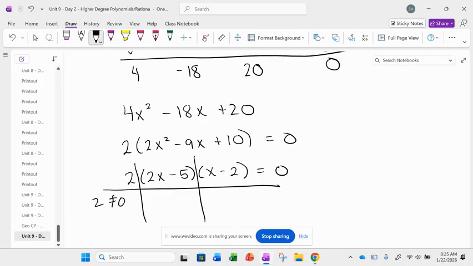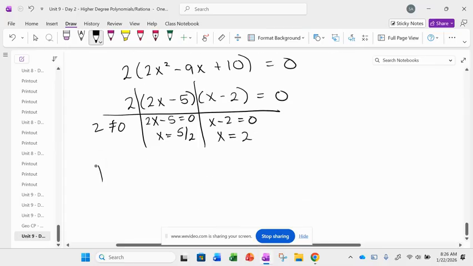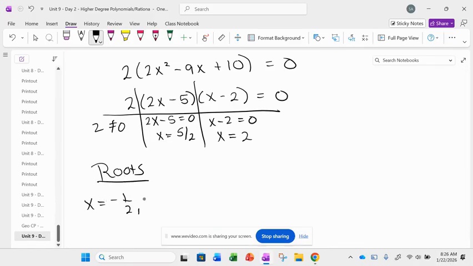2 cannot equal 0, so that's out. We're going to get 2x minus 5 equals 0 when x is 5 halves, and x minus 2 equals 0 when x is 2. So doesn't it turn out that actually all the roots are rational roots and they were all part of the list? So it wasn't only just the negative half that worked. If we would have started off with the 2, that would have worked. If we would have started off with the 5 halves, that would have still worked. So now our roots will be x equals negative a half, 5 halves, and 2.